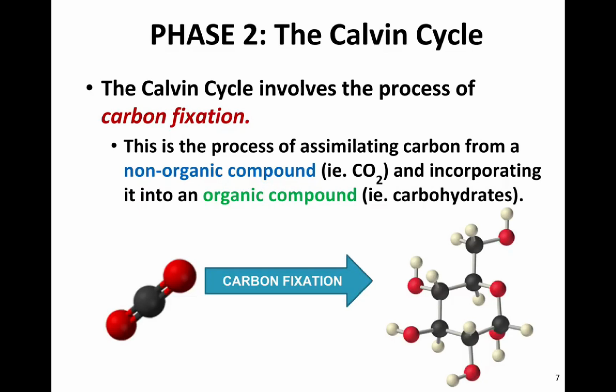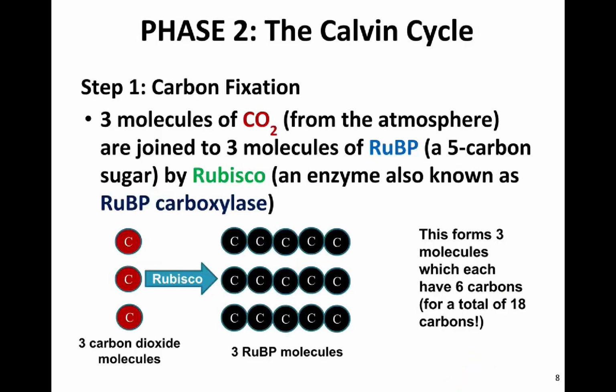So one big thing that I do want you to realize is that CO2 is not an organic compound. And the reason why it's not considered to be an organic compound is because it doesn't have hydrogen. And organic compounds are always made up of at least carbon and hydrogen. So that is why we consider CO2 to be something that is inorganic. So the first step is, like I said, carbon fixation.